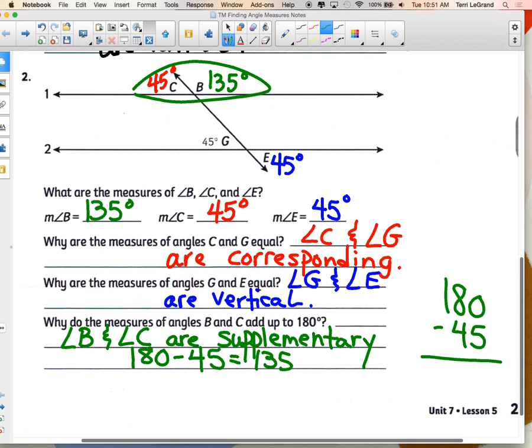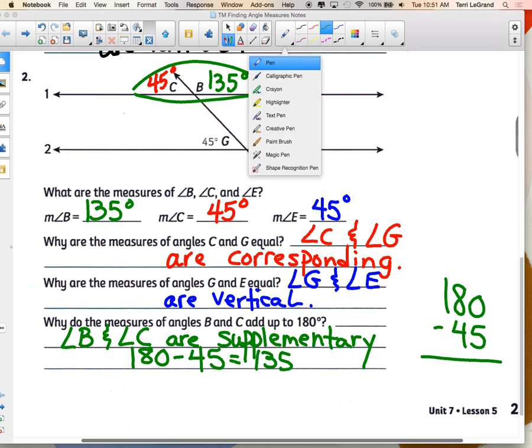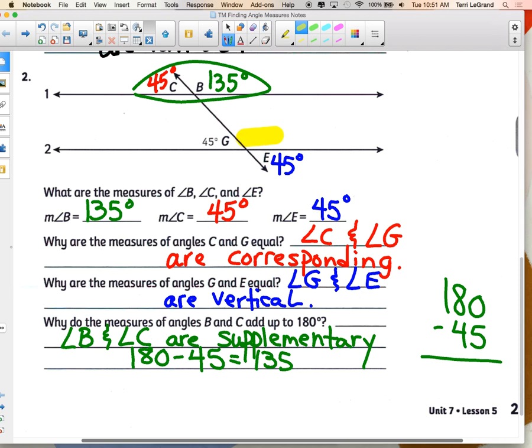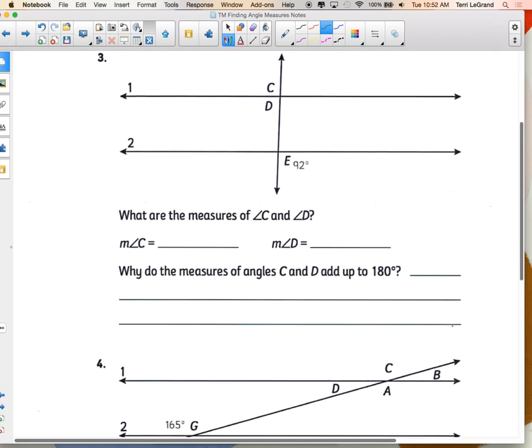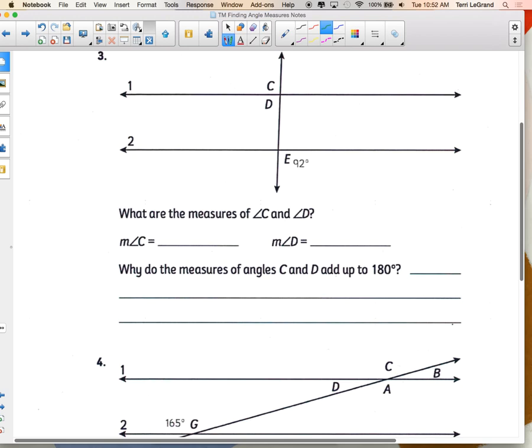And then I'm just going to throw in a question that you don't have to write down, but I want you to be able to answer, and I think you should be able to answer me in 10 seconds tops. What would that angle measure be? 135. Why? It's supplementary to G, and what else? Corresponding to B. Yeah, good job. Okay. Questions? Let's go do some more practice. That's the way we're going to learn this, is just keep practicing. Okay, we need the measures of C and D.